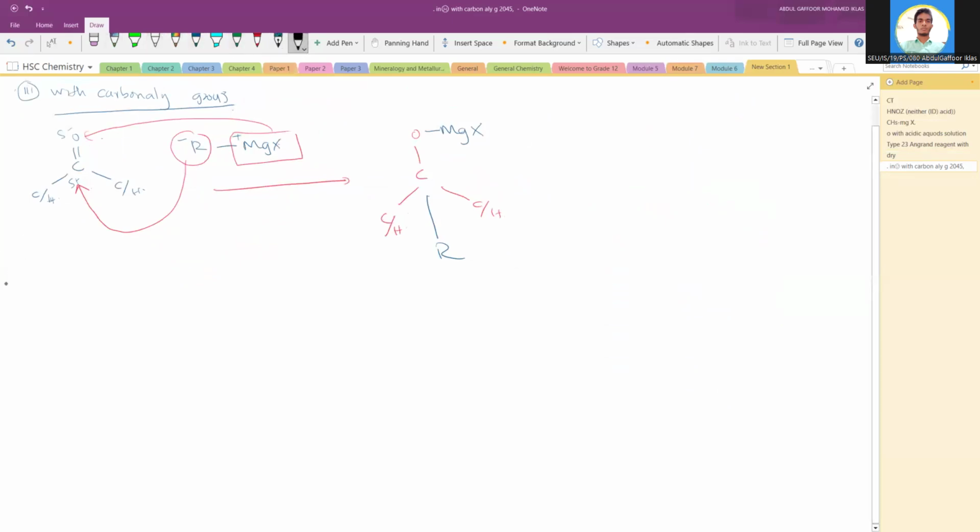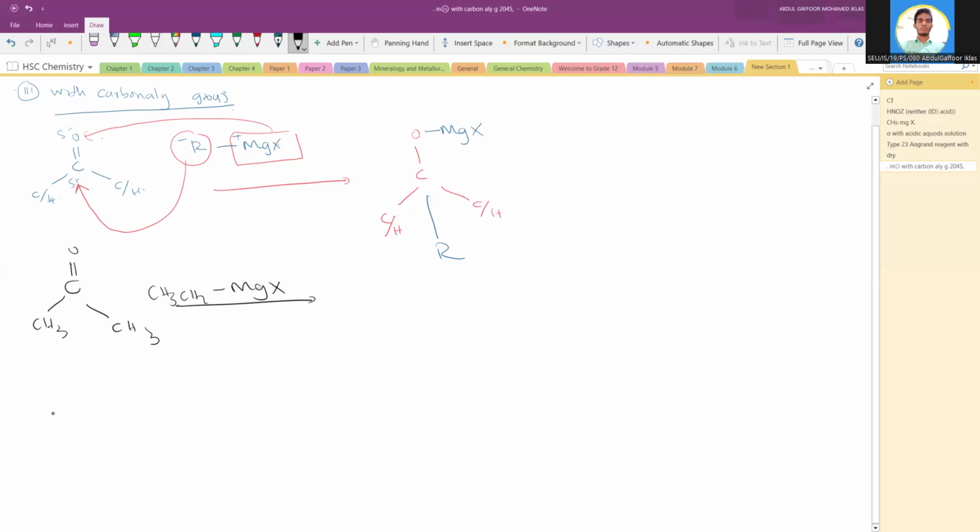So let's say we have C double bond O, CH3 and CH3. We put RMgX. Not RMgX, I can take a particular example. Let's say CH3MgX or CH3CH2MgX. Okay, so you are supposed to write the thing.